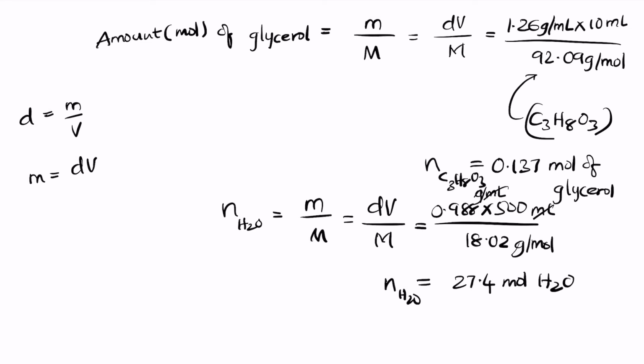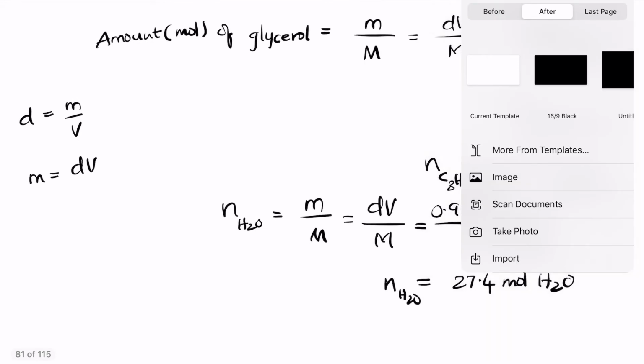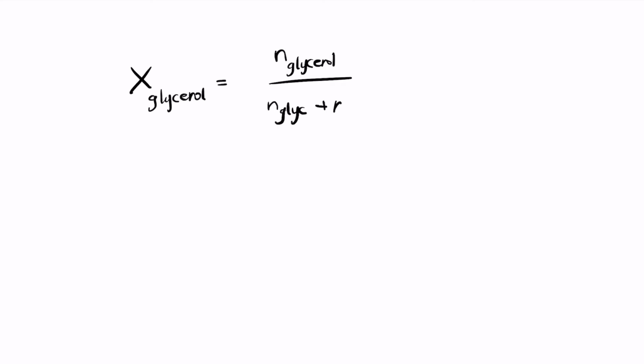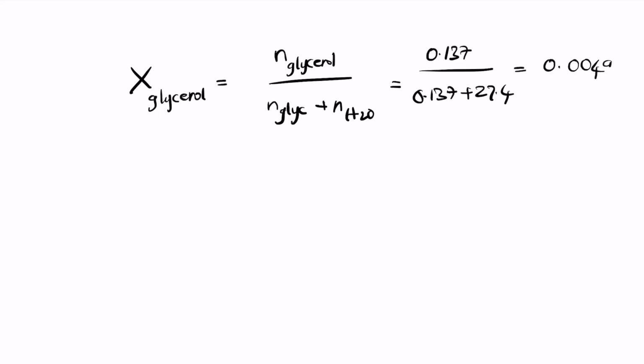Now, how do you find the mole fraction of glycerol? We don't need the mole fraction of anything else, we just need the mole fraction of glycerol. It is the number of moles of glycerol divided by the number of moles of glycerol plus the number of moles of water. So 0.137 divided by 0.137 plus 27.4. When you calculate it, you get 0.00498.